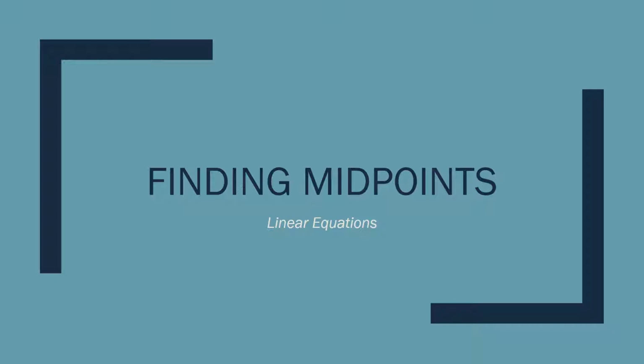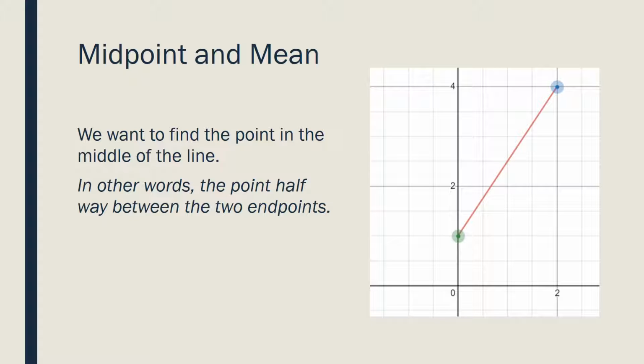In this lesson, we're looking at how we find the midpoint between 2 points. Okay, so the midpoint is a point that's in the very middle, mid, of our line. So if we had a line between the green point and the blue point, our midpoint would be around here.